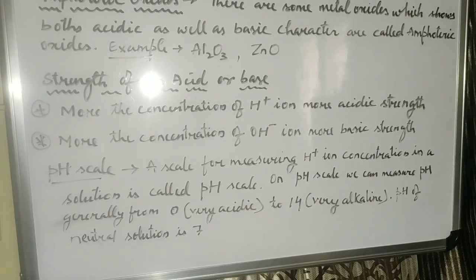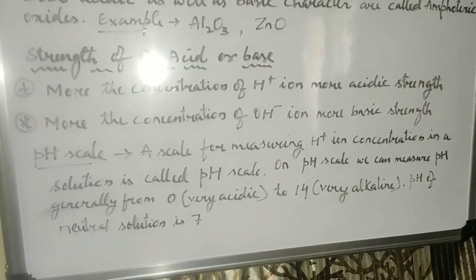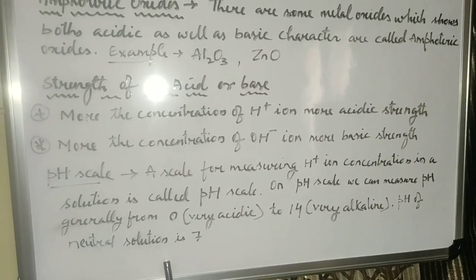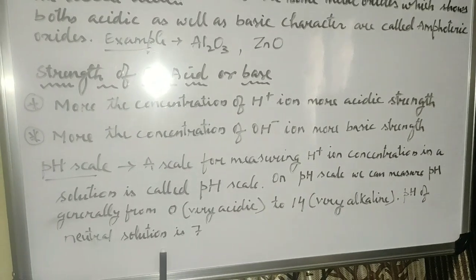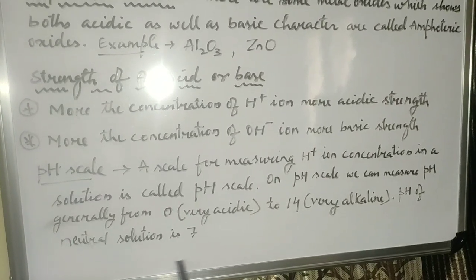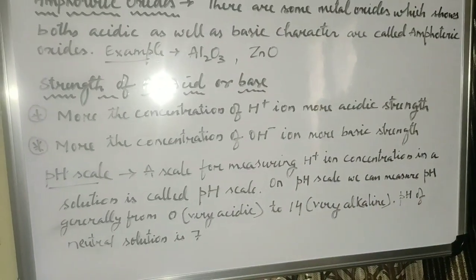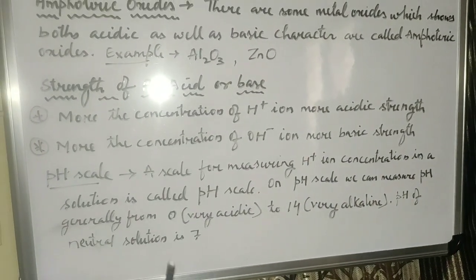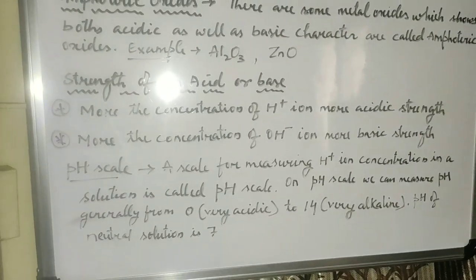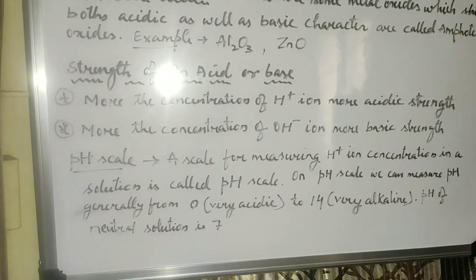Now, this pH scale has a grading from 0 to 14. 0 means very acidic, 14 means very alkaline. That means if we move on the pH scale, the concentration of H plus ion will decrease while the concentration of OH minus ion from moving 0 to 14 will increase. Likewise, if from 0 to 14 we move, the acidic character will decrease, or the basic character will increase.